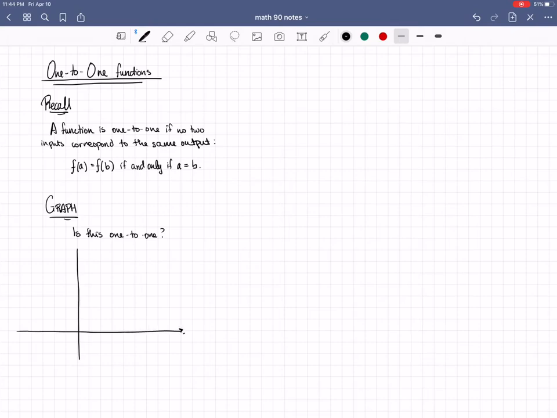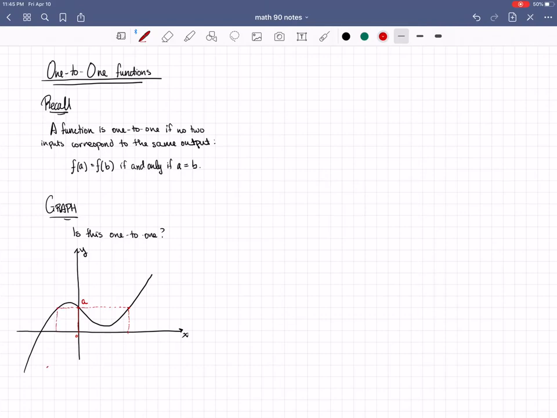I'm going to draw my axes. Okay, and then here is my function. And what you see here is that this output right here, let's just call it A. Well, f of 0 is A, which is fine. But whatever this is, that input corresponds to the output A, and so does this one.